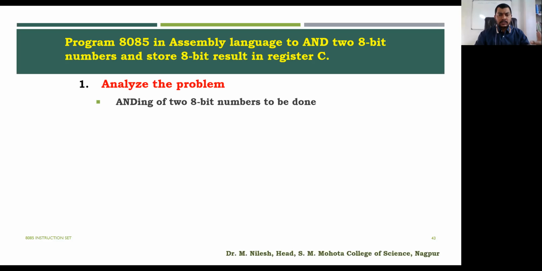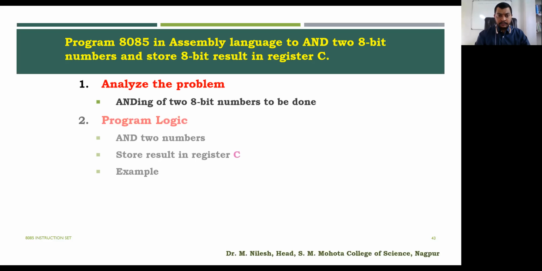This program is prepared for ANDing of two 8-bit numbers, and that is to be done in this program, right? Now how are you going to do that program? So the program logic is to AND two numbers and store the result in register C. Let us try this example.